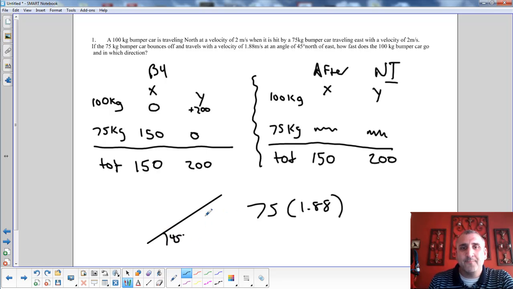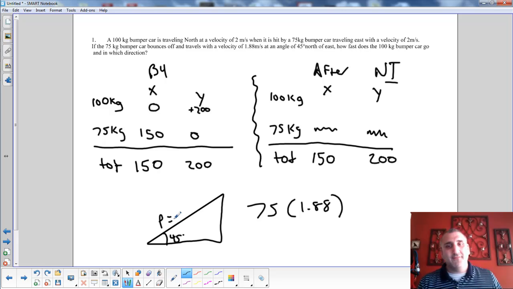Okay? And we actually give you a mass and a velocity, so I can tell you what that momentum is. And if I know what that momentum is, and I know the angle, I can also figure out what the x and the y components of that momentum are. So P equals mv, 75 times 1.88 should be, I'm going to have to do this on my calculator.